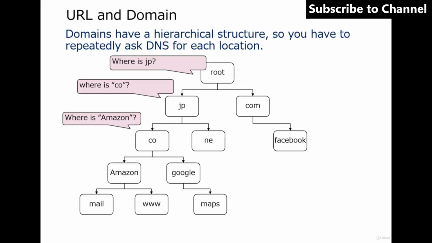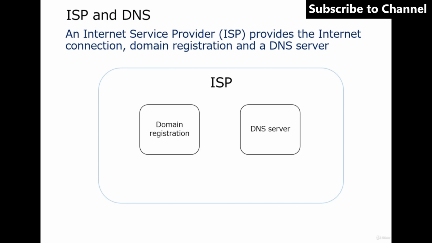Next, you would ask where Amazon is. Finally, you'll get a DNS that tells you amazon.co.jp. These DNS roles are called routing. Services and companies that provide the information of a domain and URL are called ISPs.